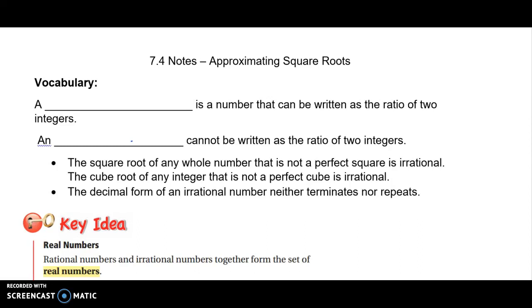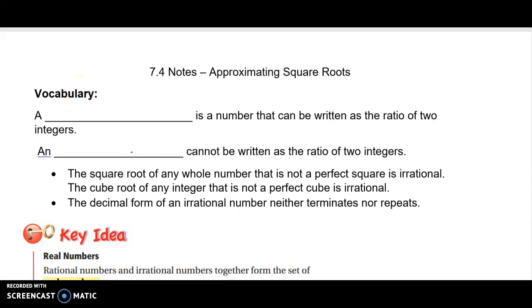Our first definition is of a rational number. A rational number is any number that can be written as the ratio of two integers. And as you probably already know, this is just another way to say anything that can be written as a fraction. So we'll look at that when we move into our set.